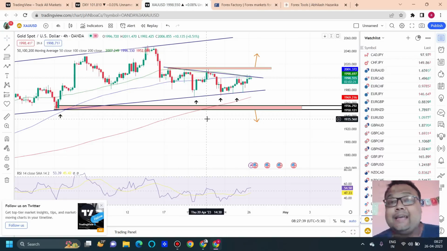And if you look at the chart of gold, we can see that gold is right now trading at 1998. And my dear friends, sadly we do not have any levels for the day.